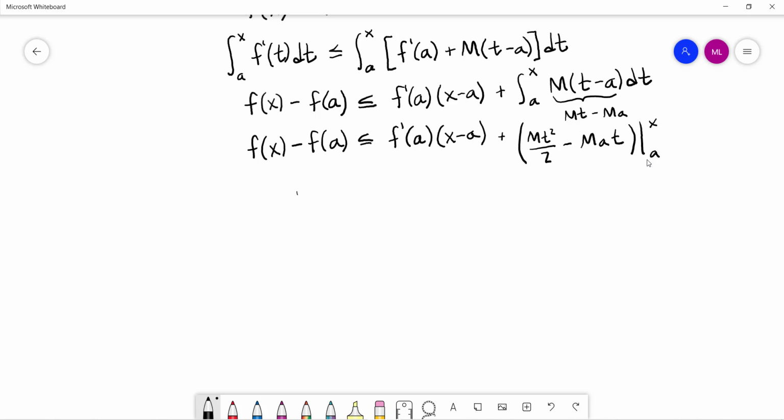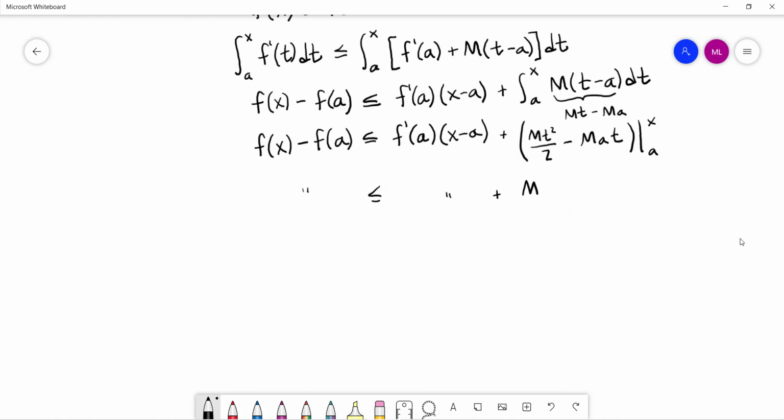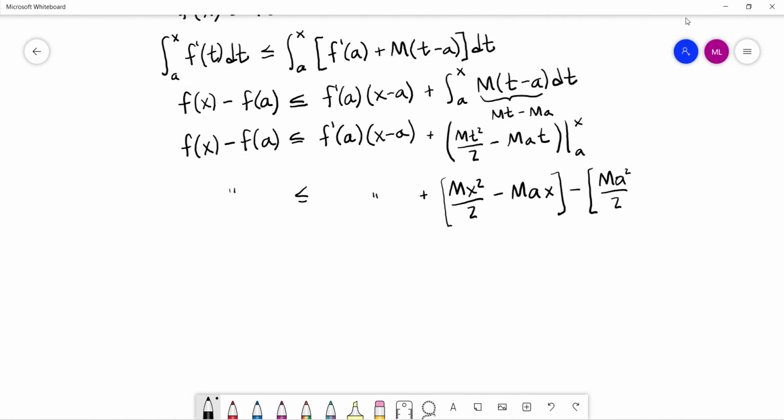And so I'm not going to bother to rewrite this left-hand side a whole bunch more. Let's just say this is all the same. Let's plug in the bounds over here. So I'm going to get mx squared over 2 minus ma times our x value. That's the upper bound plugged in. And then from that, I'm going to subtract off the lower bound where we plug in the extra factor of a. So this is going to be ma squared over 2 minus ma squared.